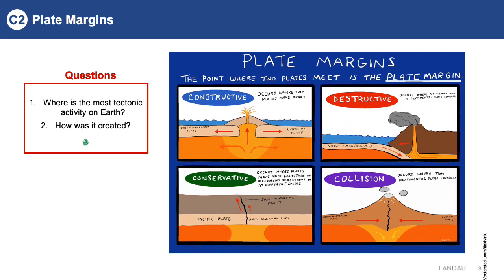Collision margins are similar to destructive margins, except that they are made up of two continental plates that are colliding. These collision zones are not forcing one under the other. They are hitting one another and forcing the ground to come up, forming fold mountains, as just discussed with the Andes.